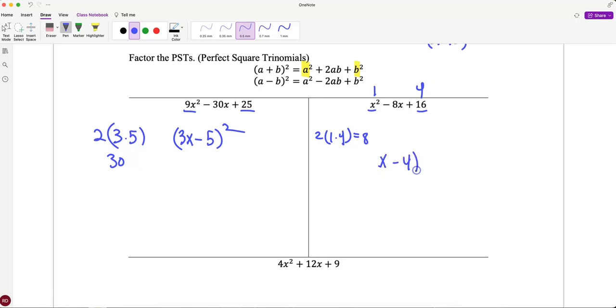So this is just x minus 4 squared. Now the other way I could have done this one is numbers that multiply to 16 and add to negative 8. Well, that's negative 4 and negative 4. So this is just x minus 4 times x minus 4.